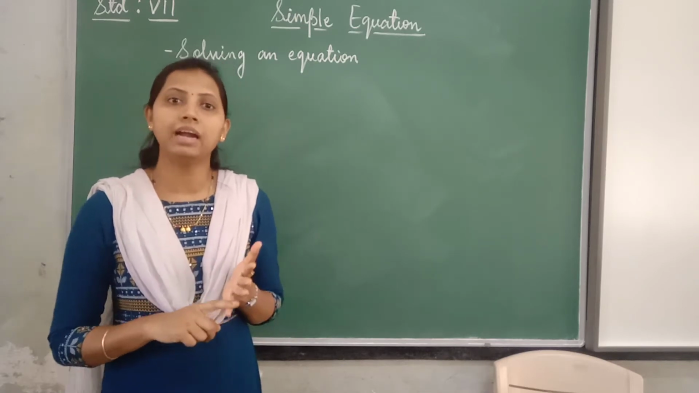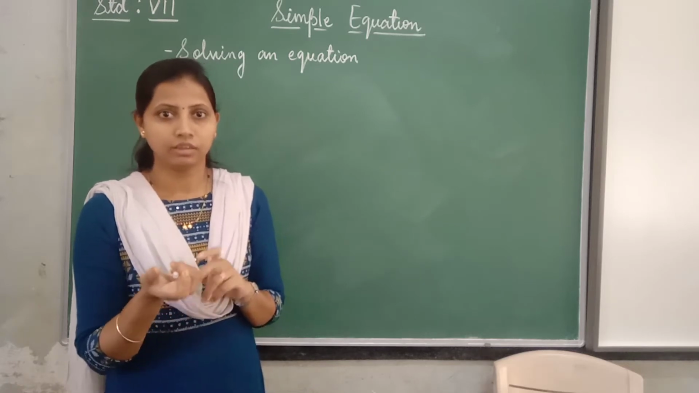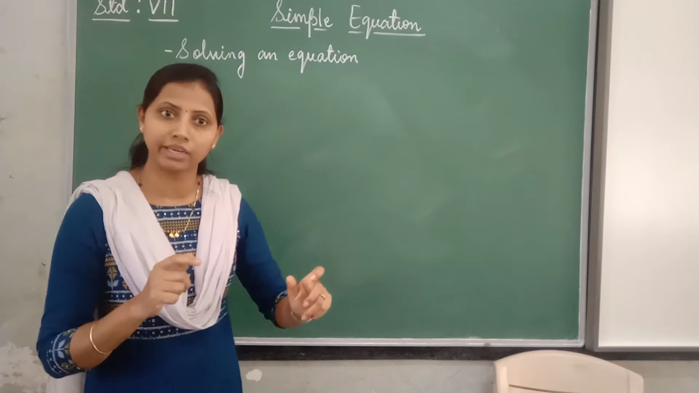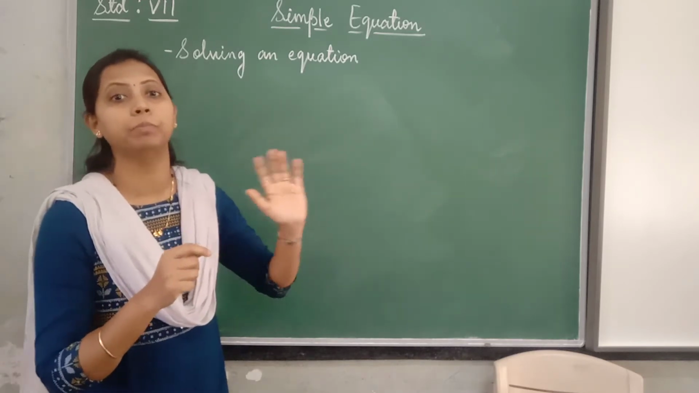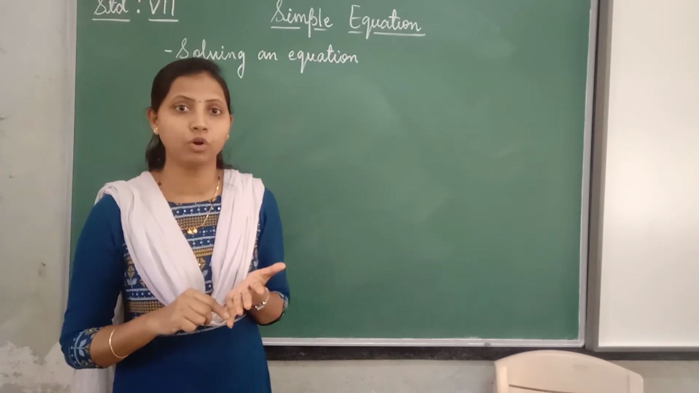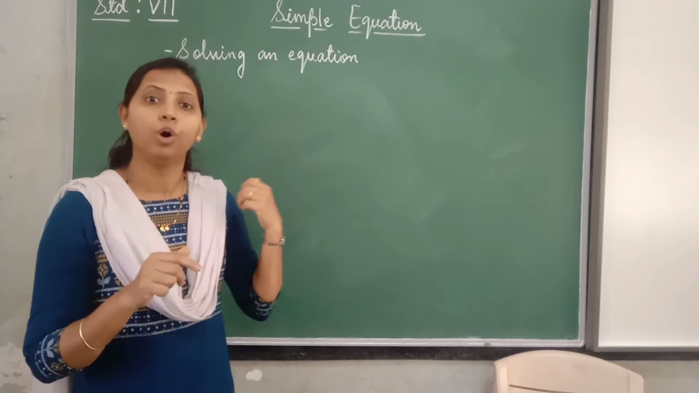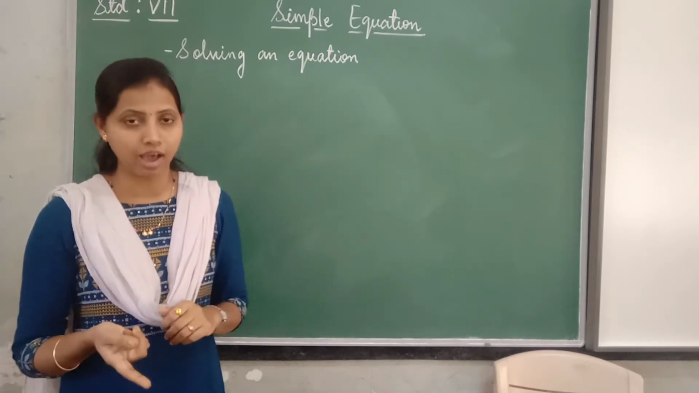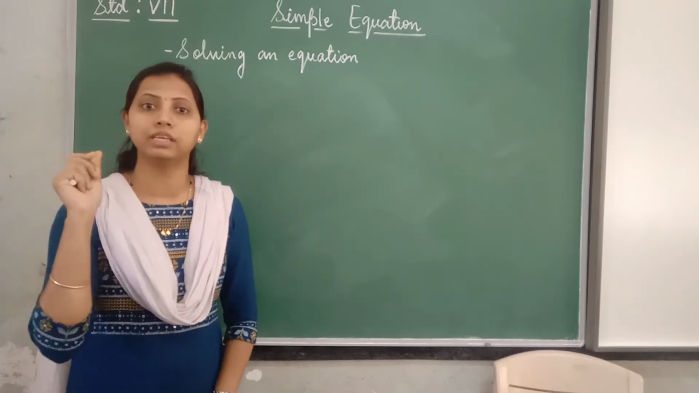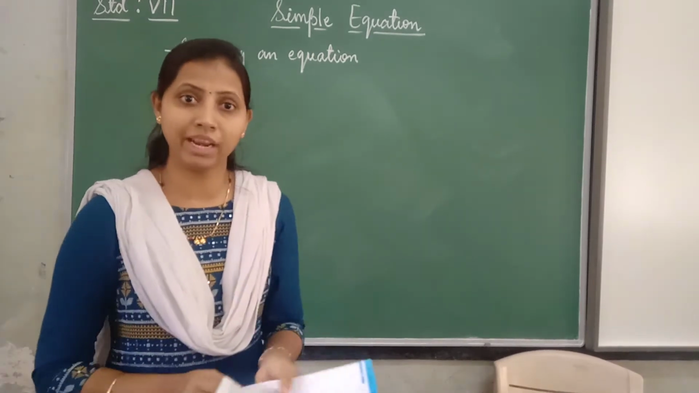So whenever we add a same number to both LHS and RHS, the equation remains the same. The LHS will be equal to RHS even if you add a same number on both the sides. Similarly, when you subtract a same number on both the sides, or multiply or divide a same number on both the sides, that is LHS and RHS, the equation still remains the same. That is, LHS is always equal to RHS. Okay. So now these statements we will verify and see.